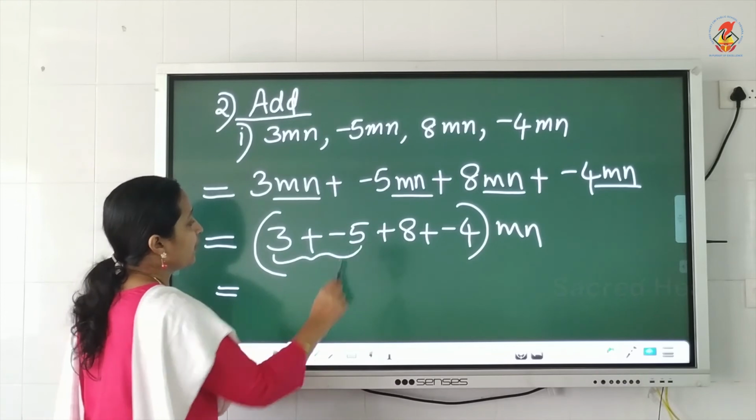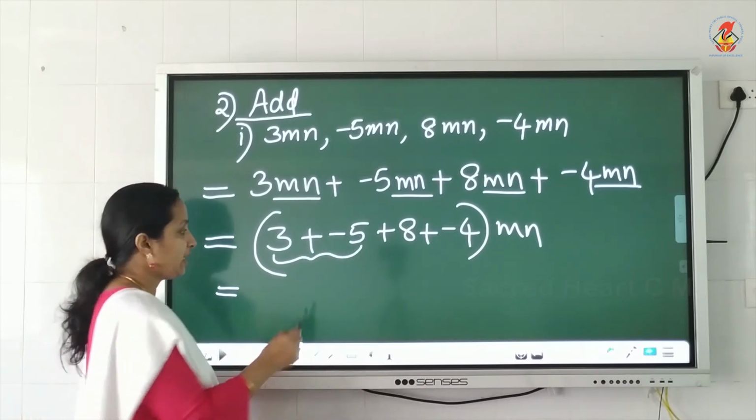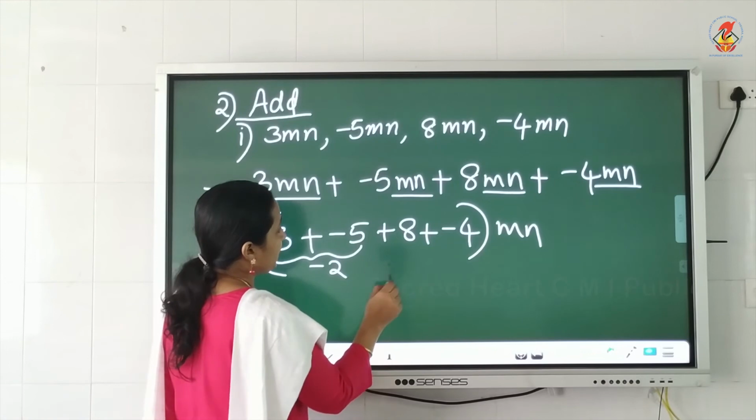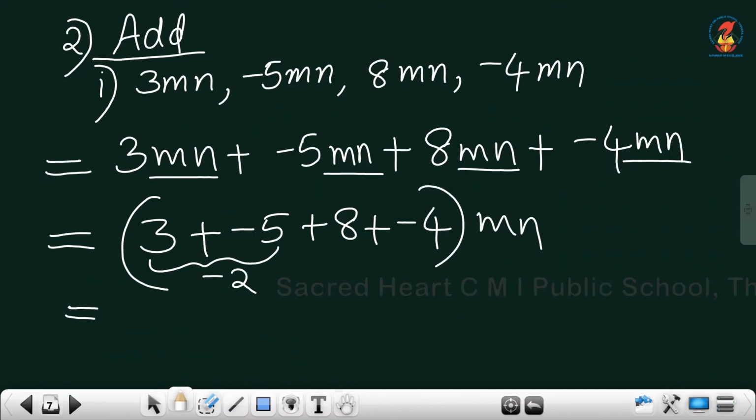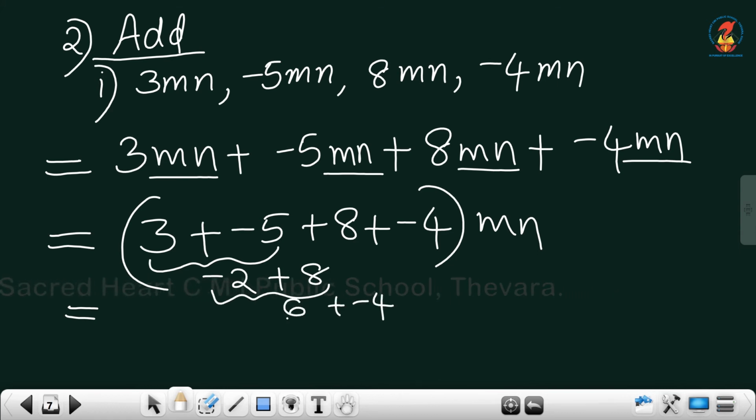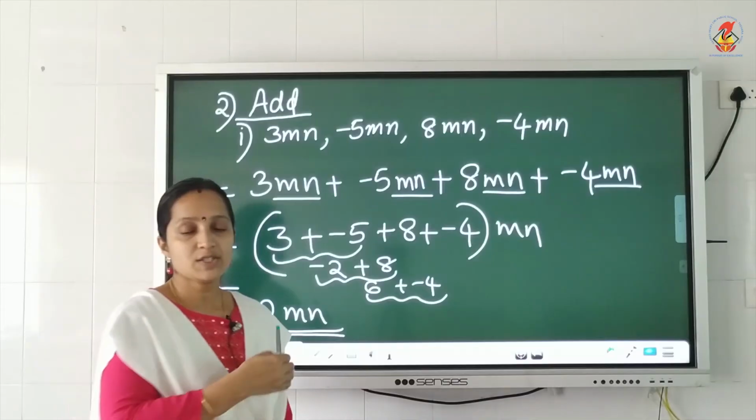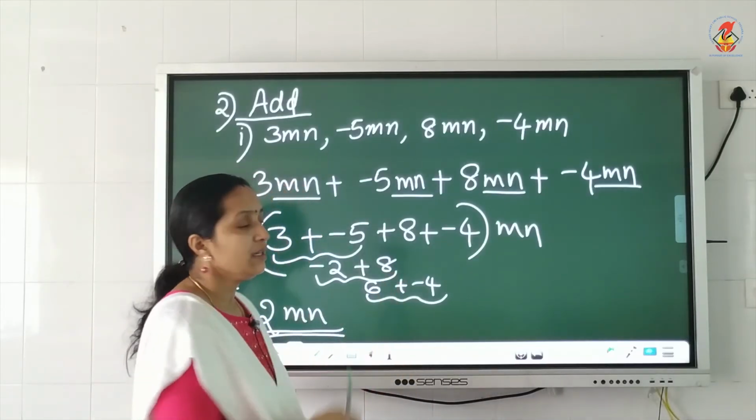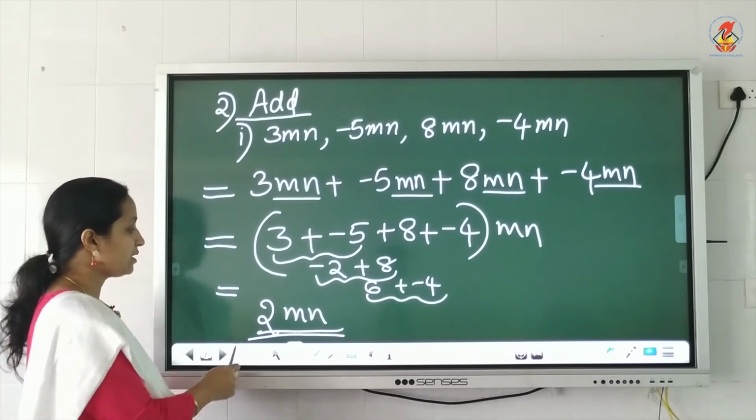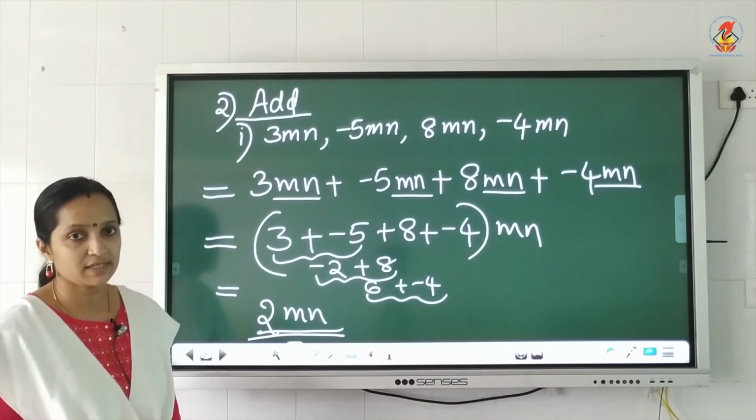3 plus negative 5, what is the answer? Integer addition, negative 2. Negative 2 plus 8, what is the answer? 6. 6 plus negative 4, what is the answer? You will get the answer 2, and what is the variable? 2mn. I hope this answer is clear. Integer addition and subtraction is coming in this question. Just do the addition and subtraction and write the same variable. So what is the answer? You got 2mn. I hope this answer is clear.